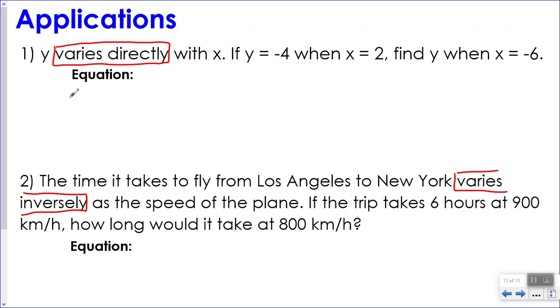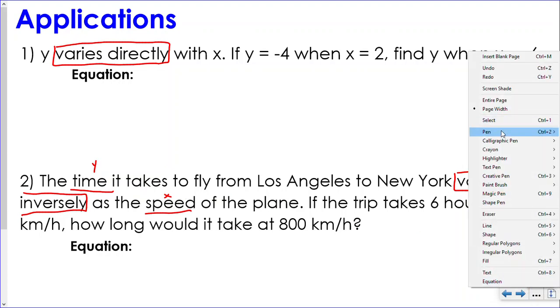So this one, it just says y and x. Down here, we say time it takes to fly varies inversely as speed. So that means the time must be y and x must be speed. It will always follow that same pattern. Y will always vary with x.